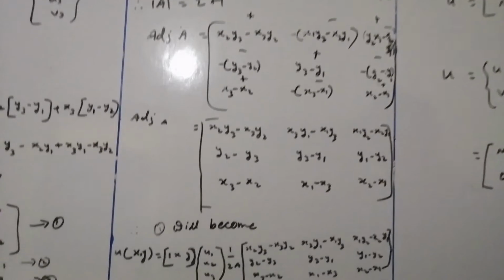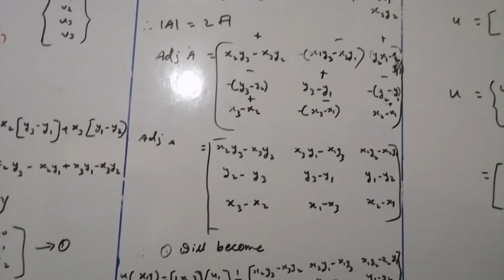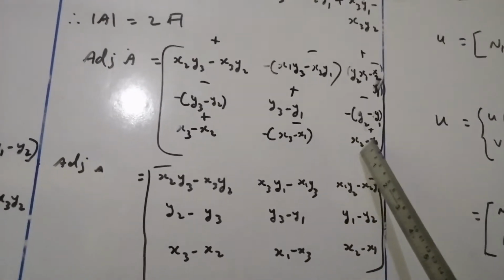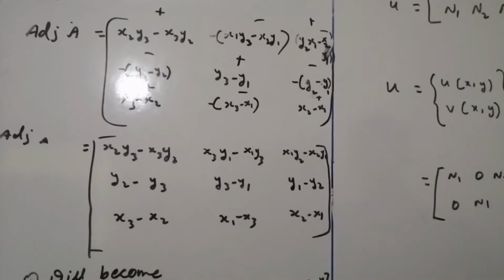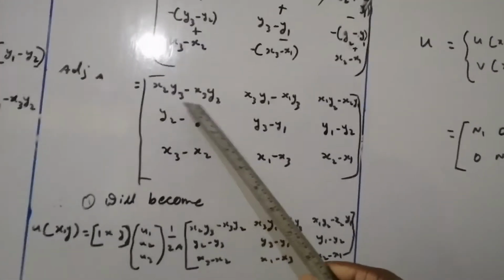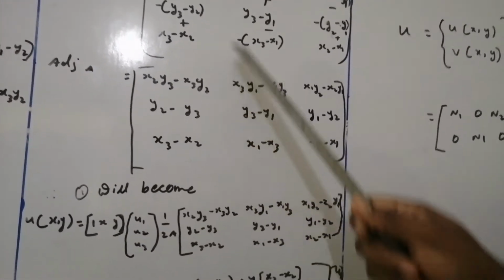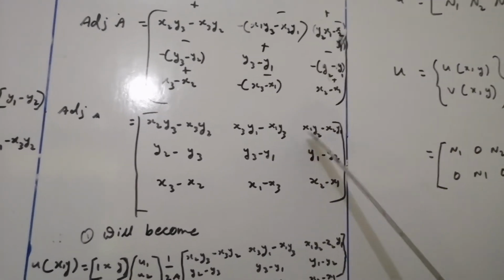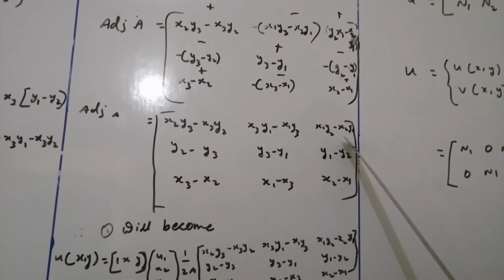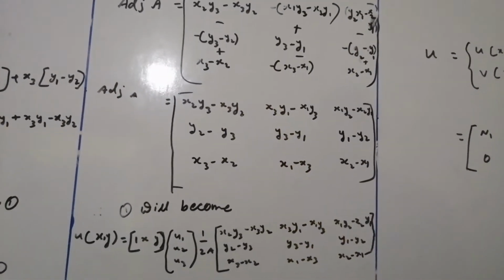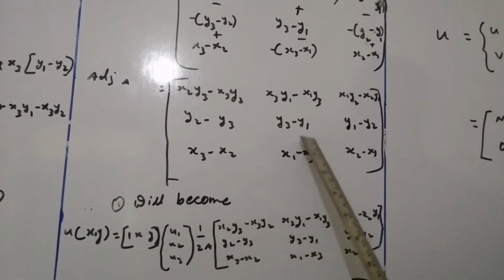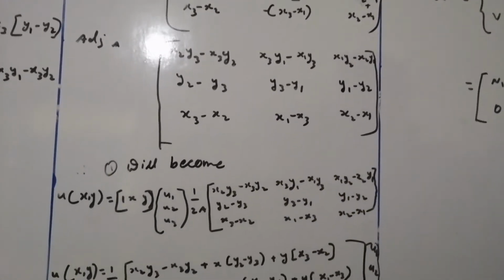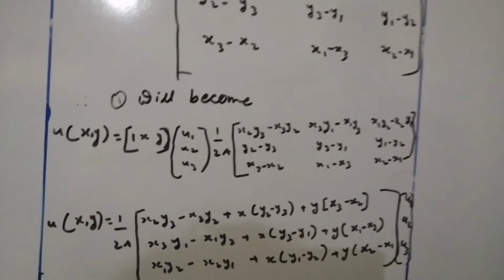This will be the first term, and just remove and go forward, and the final term will be x3 minus x2 minus x3 minus x1 plus x2 minus x1. So while removing the brackets, we will get x2 y3 minus x3 y2. Here, while going inside, we will get plus x3 y1 minus x1 y3, and here x1 y2 minus x2 y1, and here when going minus inside, y2 minus y3, y3 minus y1, y1 minus y2, x3 minus x2, x1 minus x3, x2 minus x1. So we will get the adjoint of A's value.